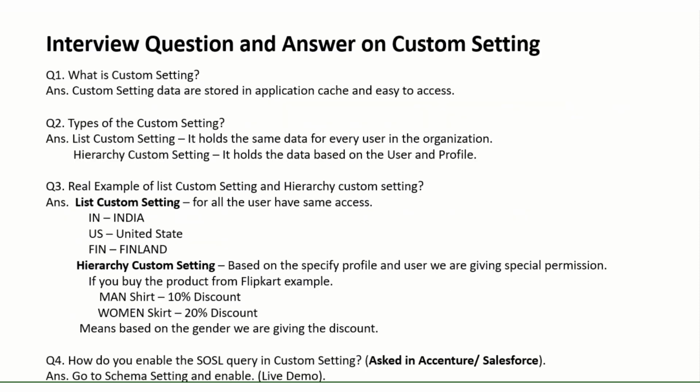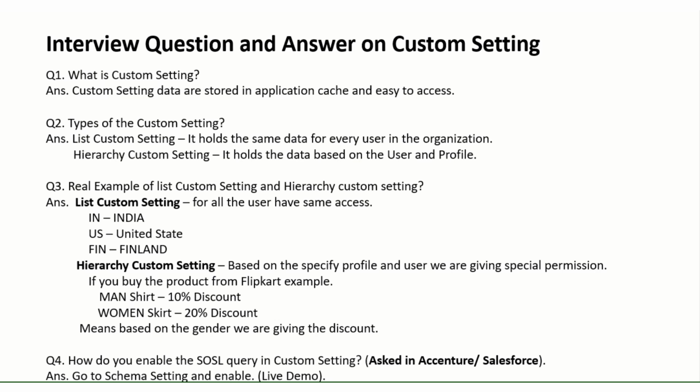Now, coming to the interview questions. So, what is a custom setting? The interviewer asks you what is a custom setting. Custom settings are data stored in the application cache and it is very easy to access. Then there are two types of custom settings. The list custom setting holds the same data for every user in the organization, meaning across the organization, so this data is available for everyone. The second one is the hierarchy custom setting. Hierarchy custom setting holds the data based on the user and profile.